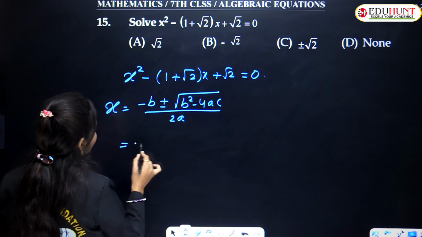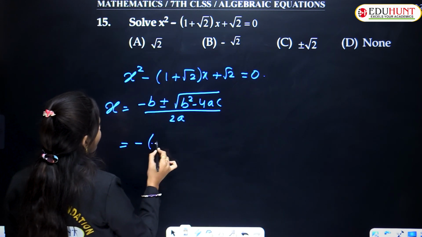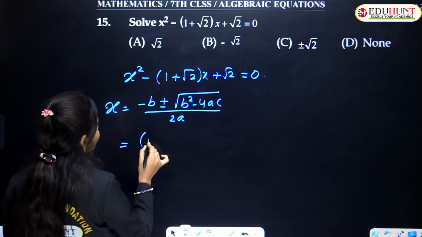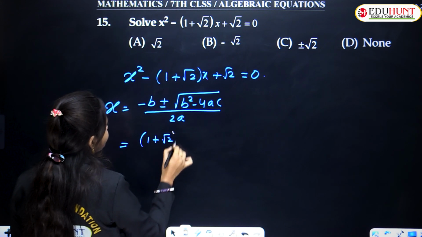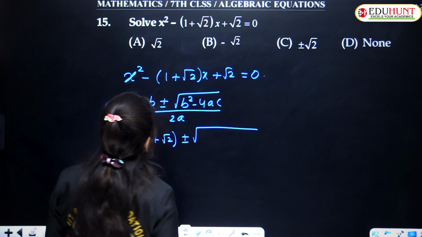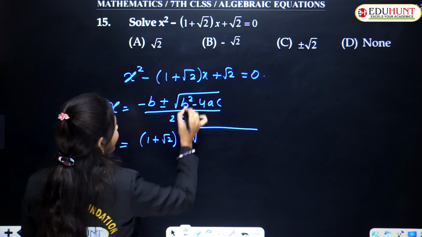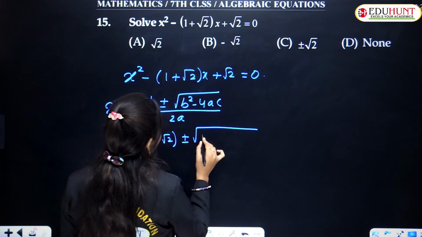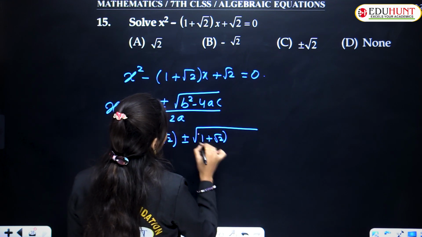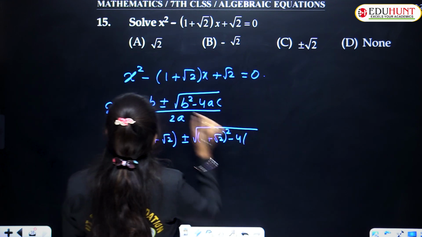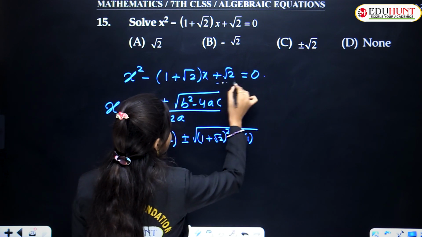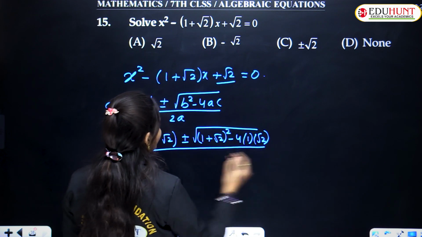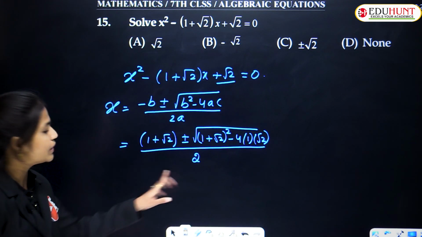So, here minus b. Minus of minus, again you will get it as positive only, no? So, directly I am writing here 1 plus root 2 plus or minus square root of, here minus whole square you will get it. So, that is again positive only, no? So, that is why here I am taking 1 plus root 2 whole square minus 4 into a is equal to 1 and c is equal to root 2, 4ac whole by 2a. So, 2 into 1 is equal to 2.